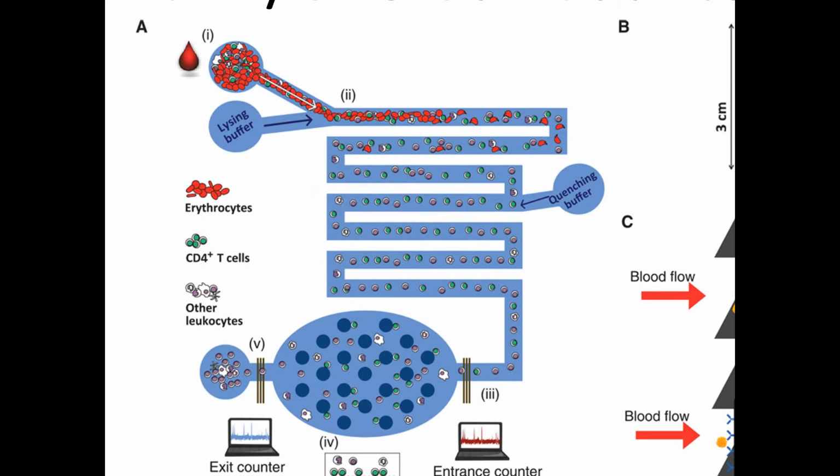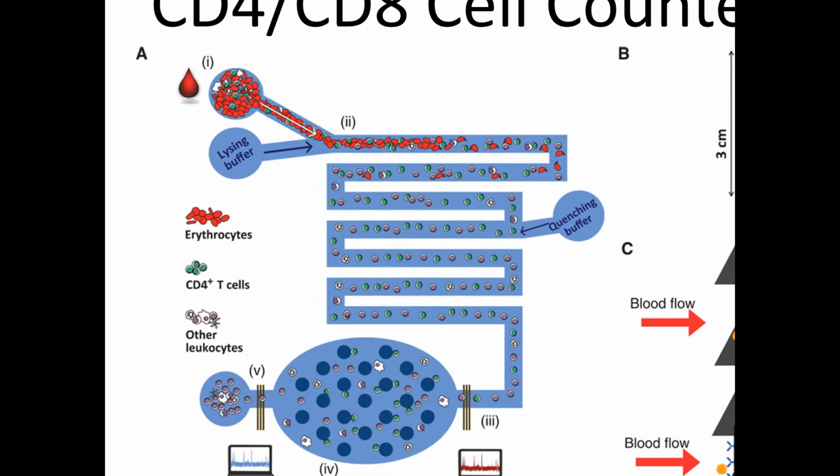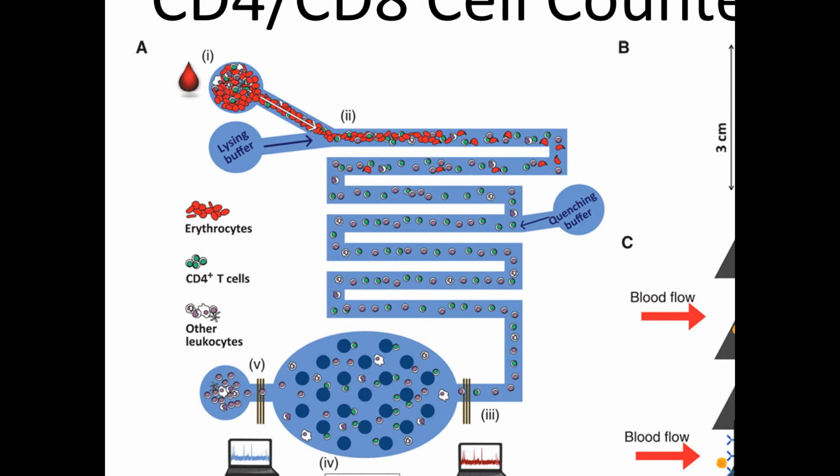You put in the cells here on the upper left, and right below that you put in a lysing buffer. Lysing means that it tears up the cell membrane so that the cell basically breaks up. What they do here is that the lysing buffer selectively lyses the red blood cells, the erythrocytes. It lyses the red blood cells more than it lyses the CD4 cells and other leukocytes. So they're taking advantage of that property.